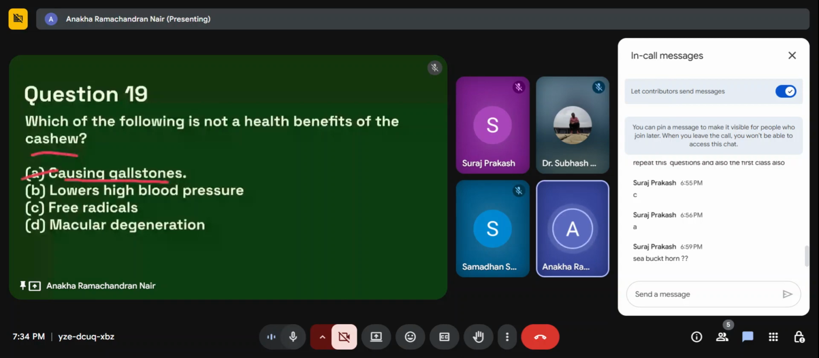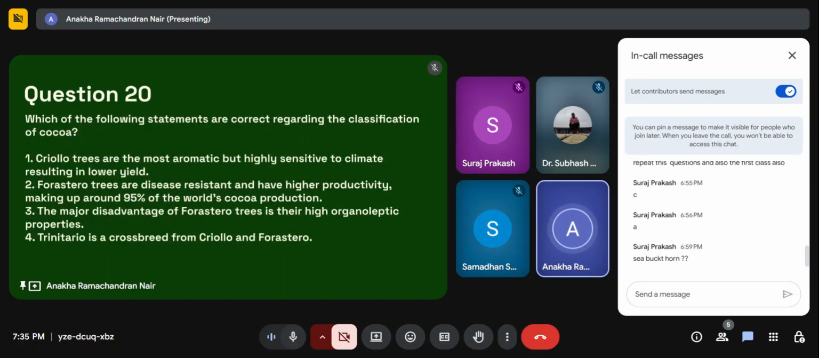In this case, the correct answer is causing gallstones. I mean, causing gallstone is not a health benefit of eating cashew nuts. It is a problem, right? Instead of a health benefit. So, let's move on to question number 20, and that is the final question for today.